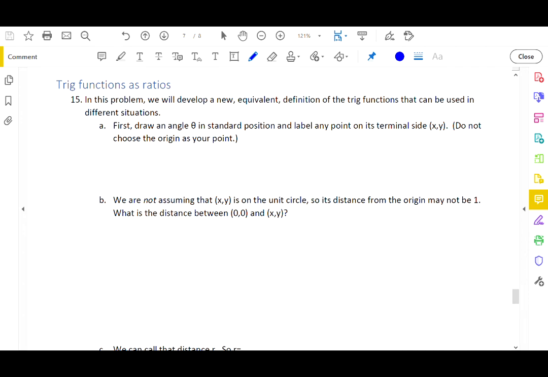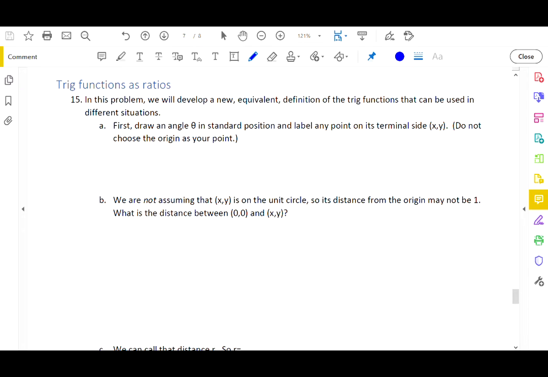Right, this is the final video of worksheet 3c. This is about trig functions as ratios. So this is an alternate definition of the trig functions that can be used in different situations, but it's equivalent to the definition that we already learned.